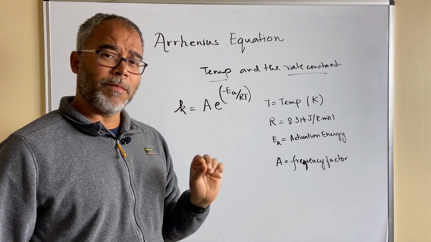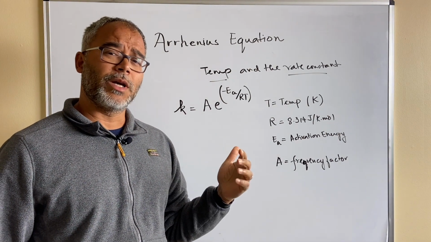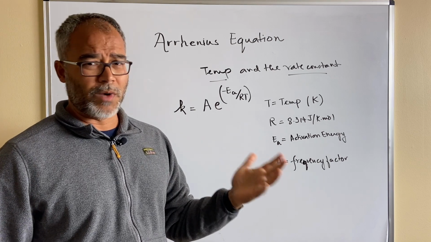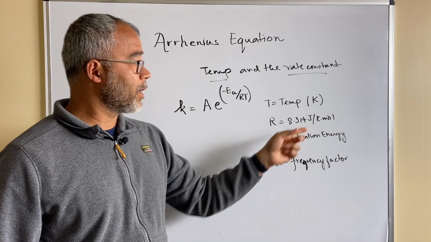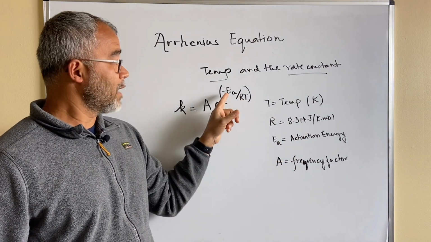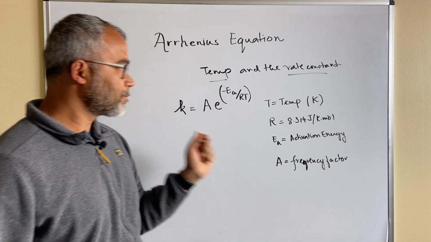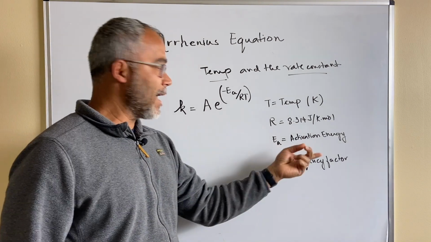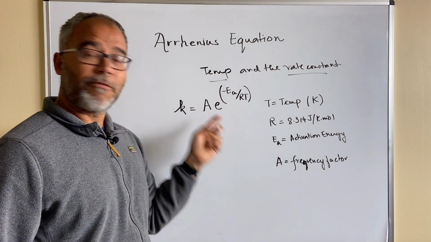Now, keep one thing in mind. Usually, the ideal gas constant is expressed as 0.0821, but in this case, it's 8.314 because of the activation energy, which is actually given to you in joules. Now, Ea is the activation energy out here. And A is something called a frequency factor.